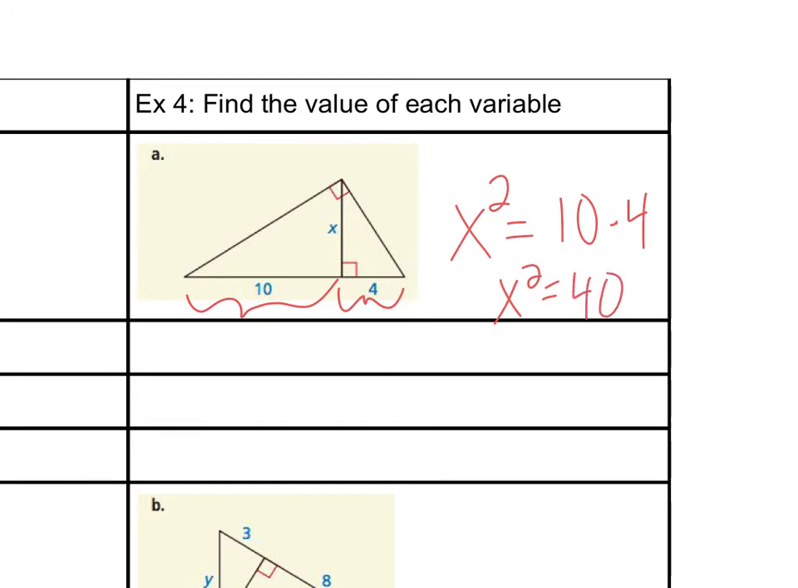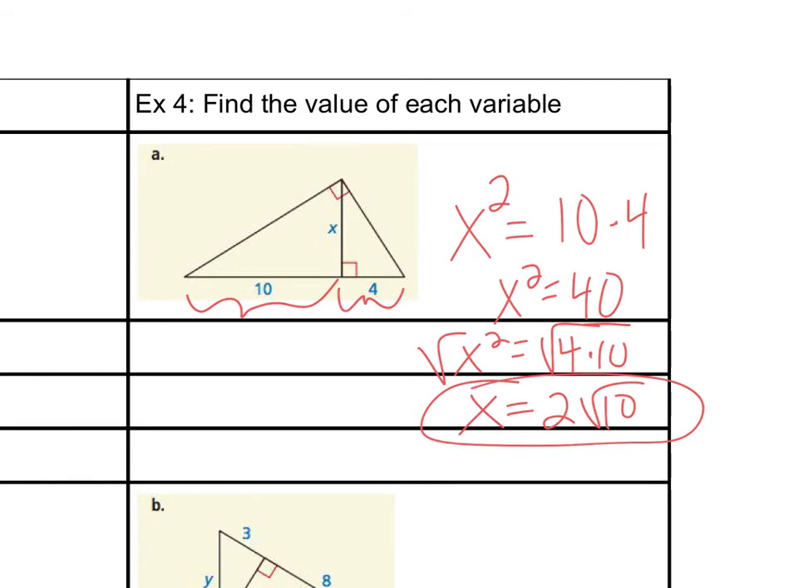And then if I pull out a perfect square, I know that x squared would be equal to the square root of 4 times 10. We know the square root of 4 is just 2. Sorry, I took the square root of both sides. So x equals 2 times the square root of 10. And there's not another perfect square in there, so we're just going to leave that as 2 square root of 10.